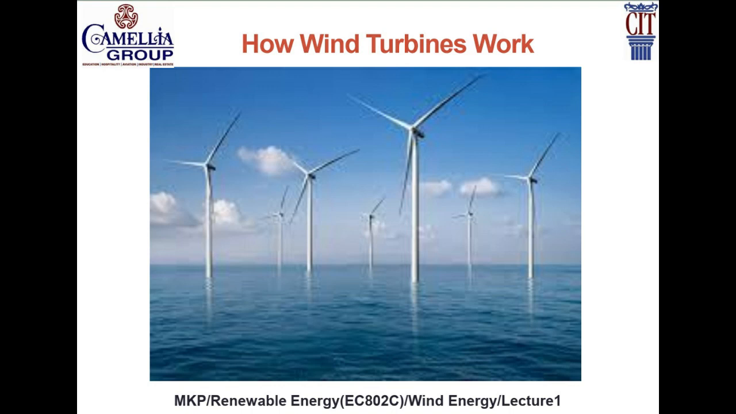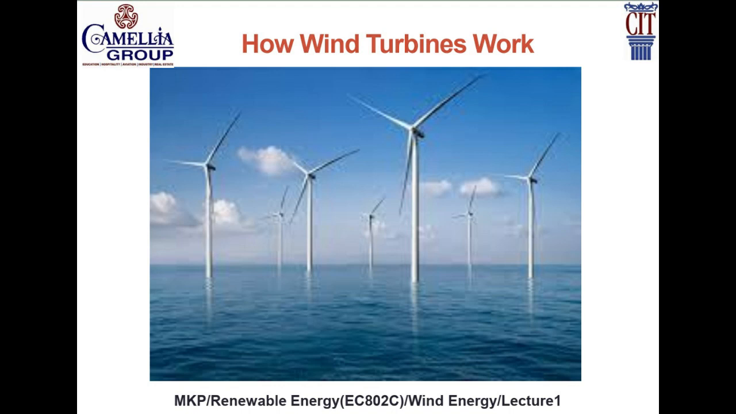A typical modern turbine will start to generate electricity when wind speeds reach 6 to 9 miles per hour. This speed is known as cut-in speed. Remember the term cut-in speed. What is the cut-in speed? That is the wind speed at which the turbine starts generating electricity. Turbines will shut down if the wind is blowing too hard, roughly around 55 miles per hour, to prevent equipment damage.